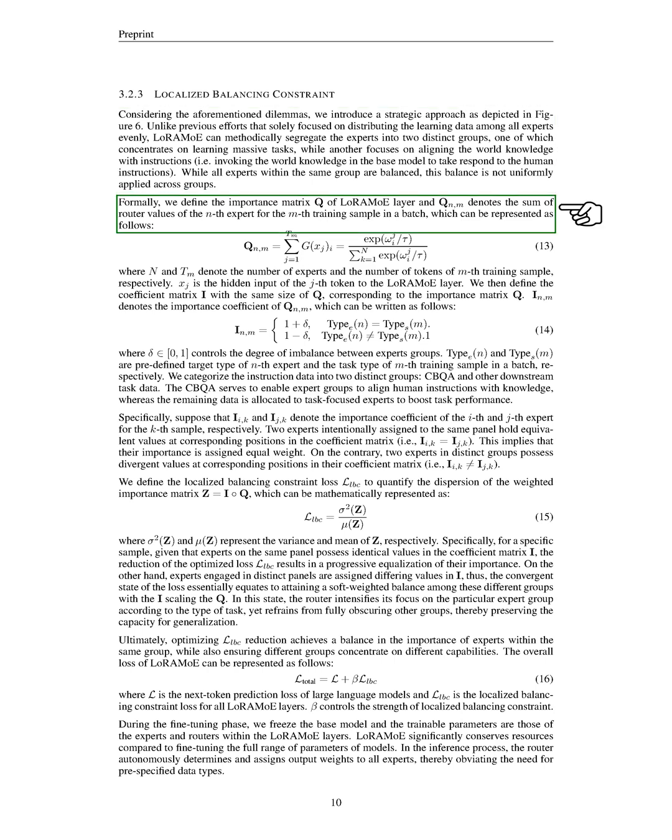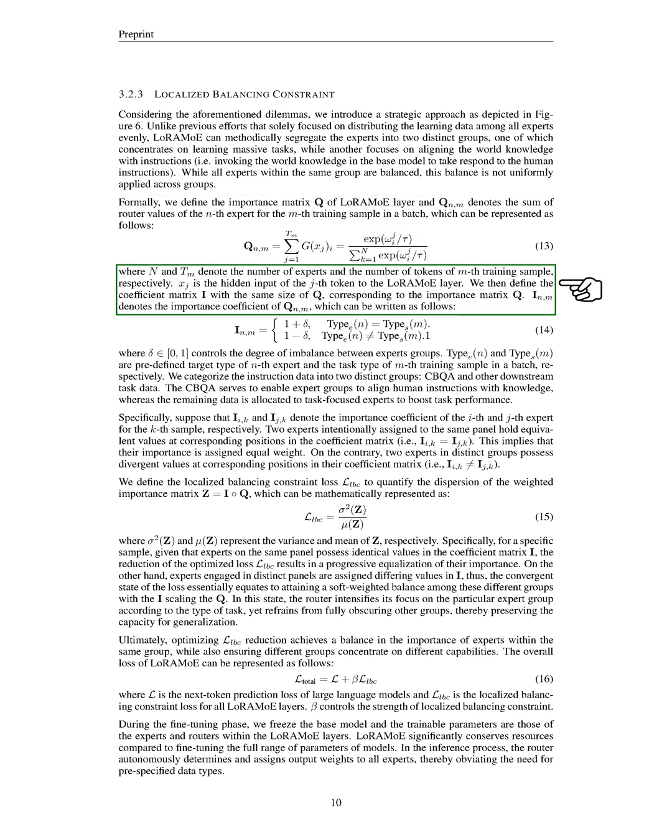We define the importance matrix of LoRAMoE layer, and each element in this matrix denotes the sum of router values of a certain expert for a certain training sample in a batch. We then define the coefficient matrix with the same size of the importance matrix, corresponding to the importance matrix. Each element in this matrix denotes the importance coefficient of a certain element in the importance matrix.